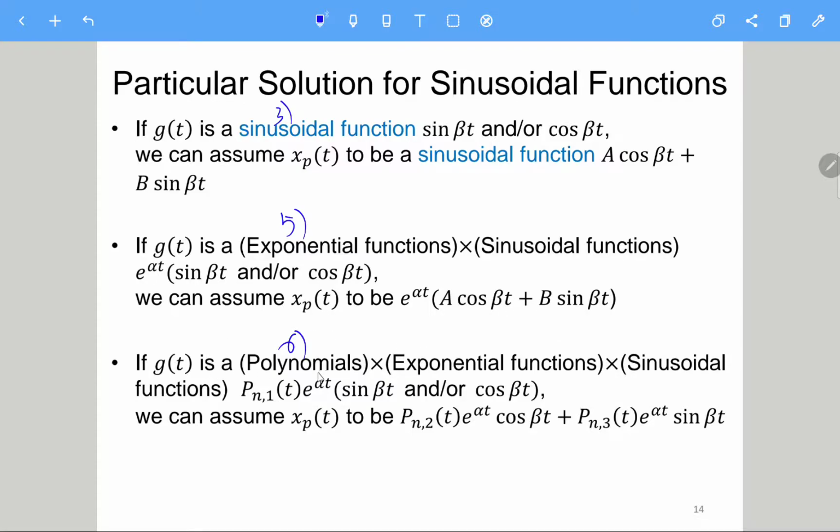And for the sixth case, if g of t is a polynomial multiplied by an exponential function multiplied by the sinusoidal function, like this, Pn of t times exponential alpha t times sine beta t or cosine beta t, then we need to assume xp to be another polynomial of order n, multiplied by the exponential function times cosine beta t, and then also sine beta t, and then add them together. So we have a polynomial here and here.